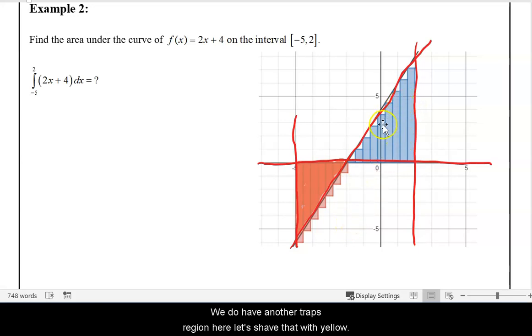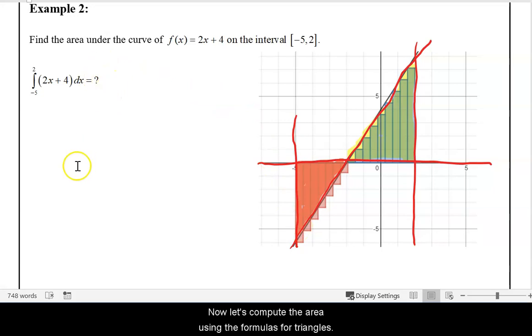We do have another trapped region here. Let's shade that with yellow. This gives me this region here, which is also completely trapped, in this case by the x-axis y = 0, by the vertical line x = 2, and by the function itself y = 2x + 4. The yellow region will be positive, the red region will be negative.